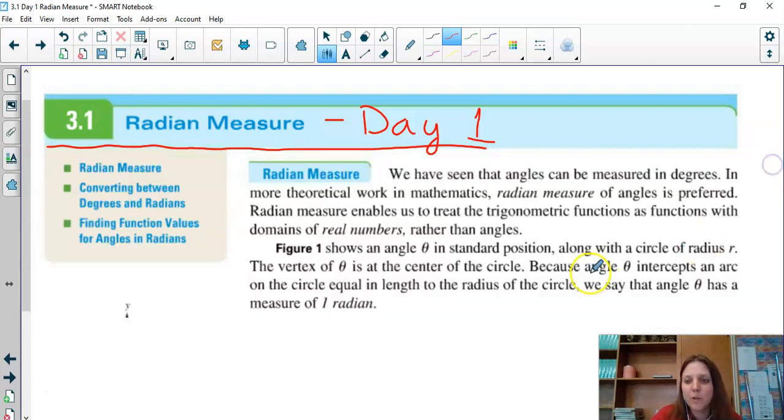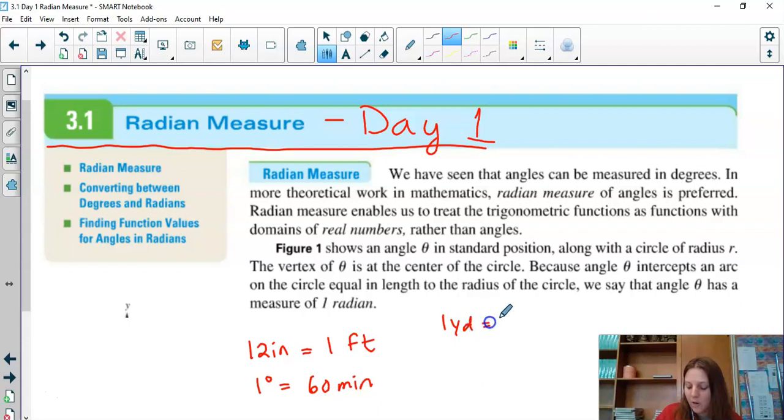Okay, so what we're looking at here is radian measure. It's another way of talking about angles. It is another unit. So for example, and again, you don't have to write this part down, when we are talking about 12 inches, you can say that that equals 1 foot. If you're talking about 1 degree, you can say that it equals 60 minutes. When you are talking about 1 yard, you can say that that equals 3 feet. These are all equivalent measures, and they all measure the same measurement amount.